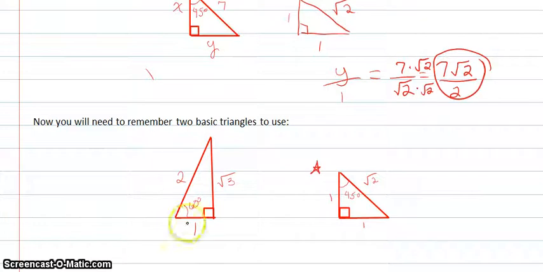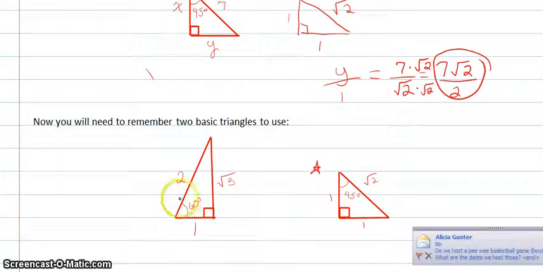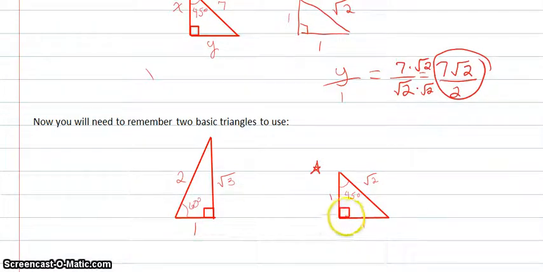We already had learned the 30, 60, 90 degree triangle, and now we'll be using the 45, 45, 90 degree triangle. So you need to memorize both of those triangles, because we're going to be looking for exact answers now, and we won't want to see just decimals.